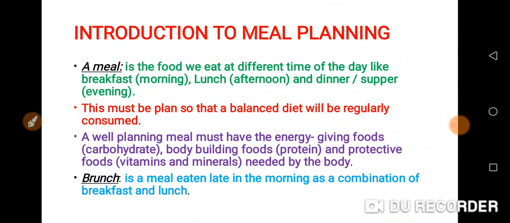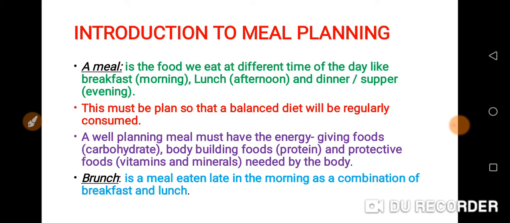A meal is the food we eat at different times of the day, like breakfast, lunch, dinner or supper. This must be planned so that a balanced diet will be regularly consumed. A well-planned meal must have the energy-giving foods, body-building foods, and protective foods needed by the body. Whenever you are planning your meal, it must comprise the three food groups, which are energy-giving foods, body-building foods, and protective foods.